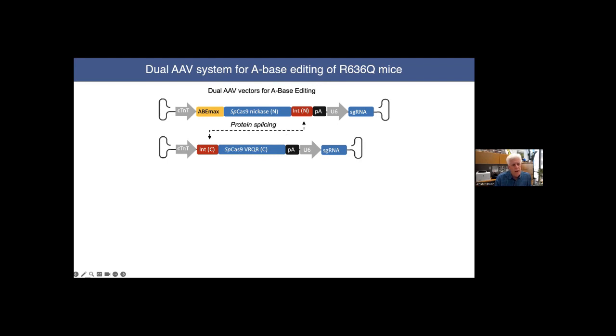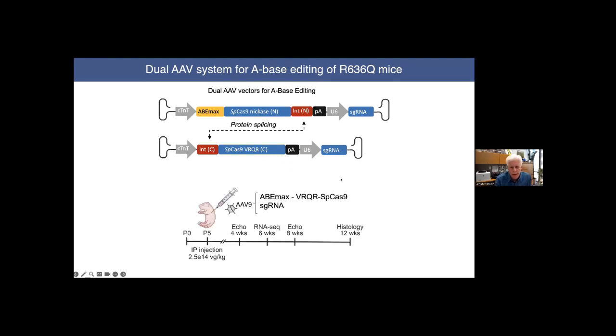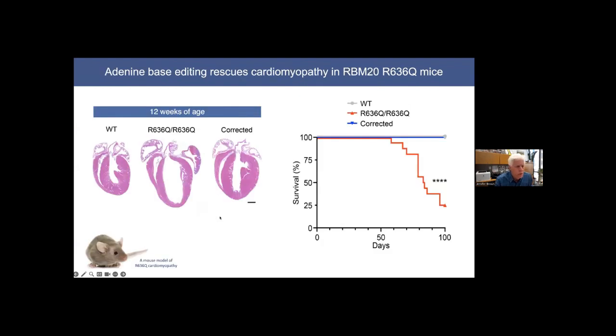And we used 2 guide RNA cassettes in each vector to deliver the base editor to its target. And so the initial strategy that we used was we injected 1.25 times 10 to the 14 viral genomes per kg of the virus intraperitoneally into these mice at an early age, prior to the severe onset of cardiomyopathy. And here are the results that we obtained.